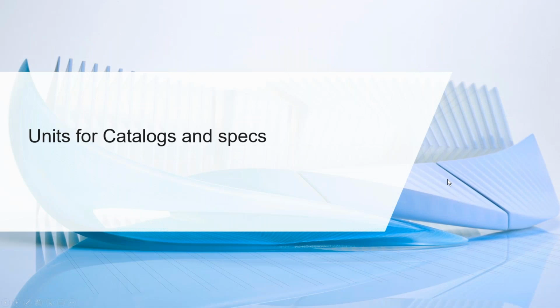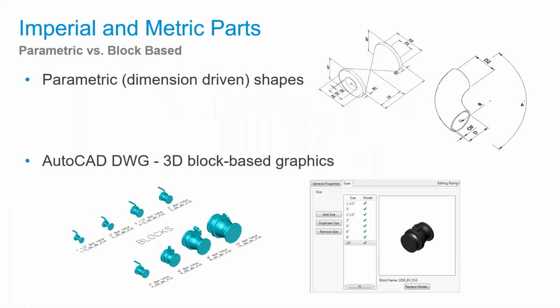The other thing I want to talk about here is units for catalogs and specs. As you're building out a catalog for a project, you need to understand how the units work with the parts, so those are proper when they go into a spec sheet and for use in a drawing. There are two types of parts you'll have. One is parametric, which are dimension-driven shapes. These are templates baked into the catalogs to drive the shape for, say, a valve or an elbow. You put in the dimensions, and then the scripts drive the actual creation of the geometry in the model.